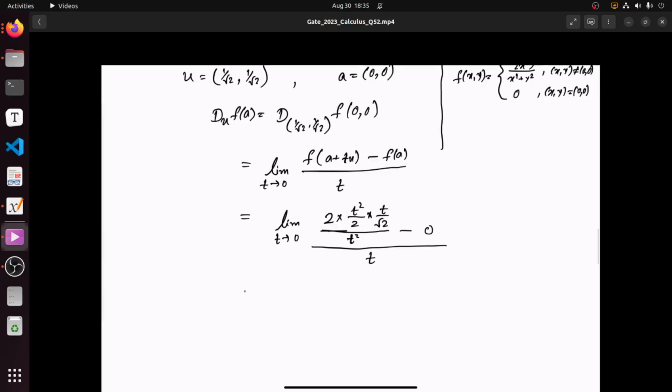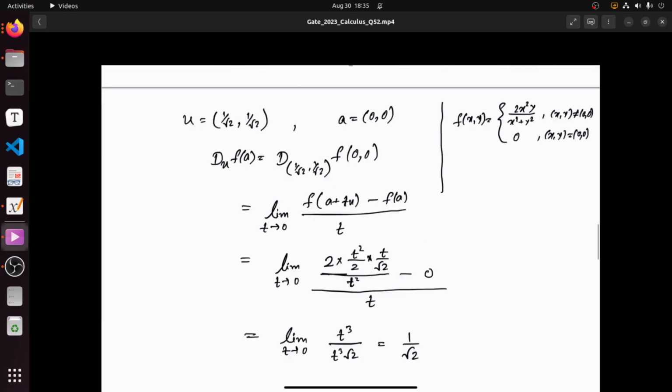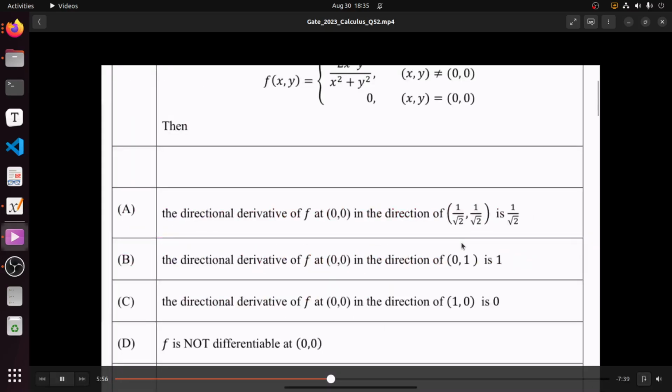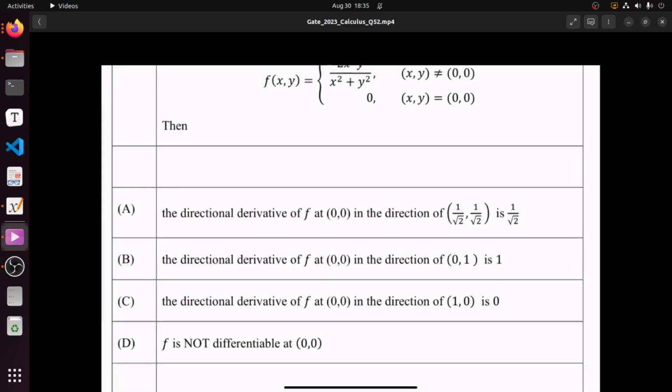So if you solve, what will be this? Limit t tends to 0. This is basically t cube by t cube root 2. So it will cancel out. What we will get? 1 by root 2. So the directional derivative of f at the point 0, 0 in the direction 1 by root 2, 1 by root 2 is 1 by root 2. So this is the option A. So option A is correct.